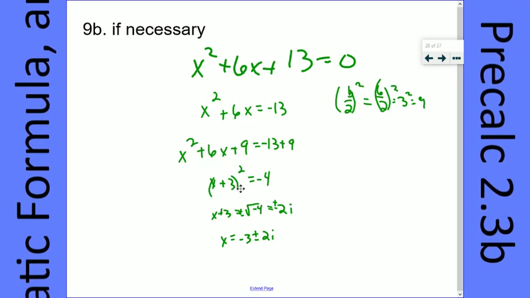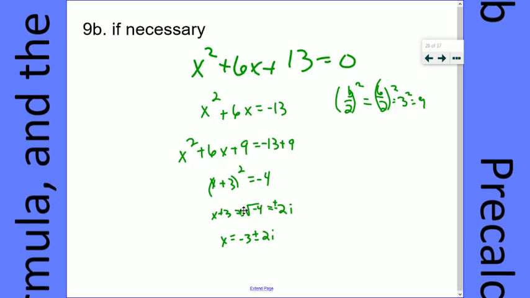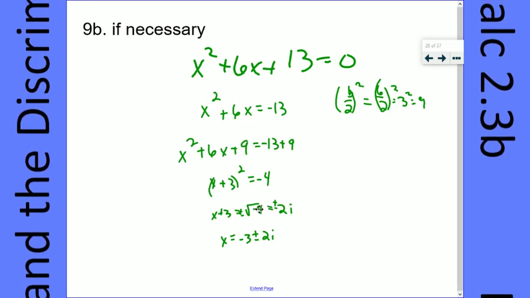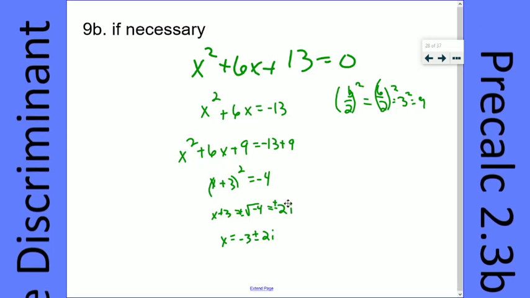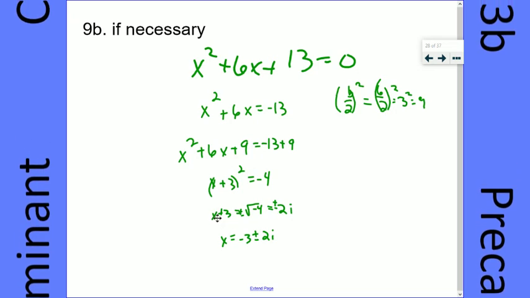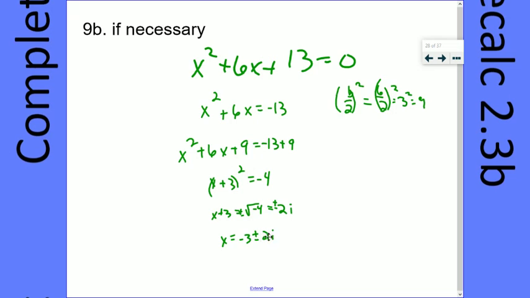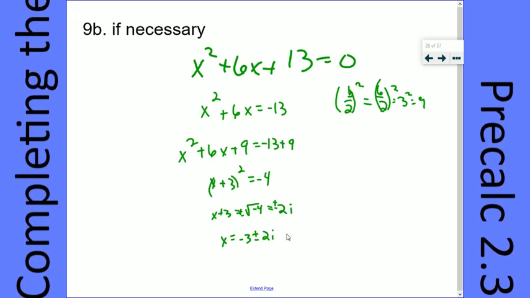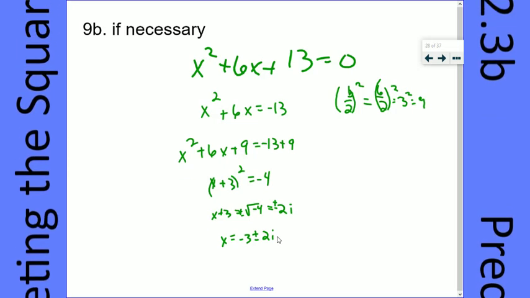To undo this square, we take the square root of both sides. The square root of negative 4 is plus or minus the square root of 4, which is 2, and the square root of negative 1 is i. So plus or minus 2i is going to be over on this side. So we have x plus 3 equals plus or minus 2i. We move the 3 over by subtracting, and we get x equals negative 3 plus or minus 2i. And this is both of our solutions. Both of them are imaginary, but they are both still solutions.